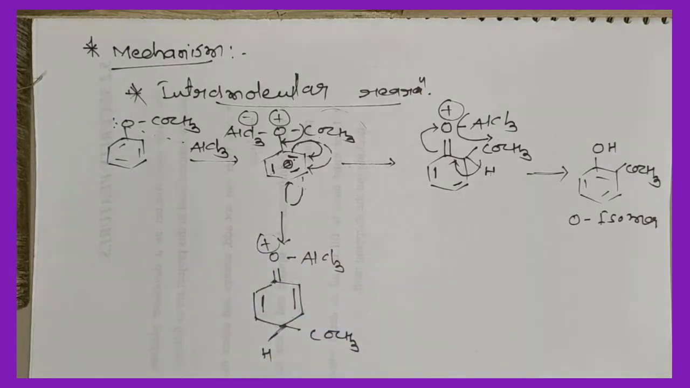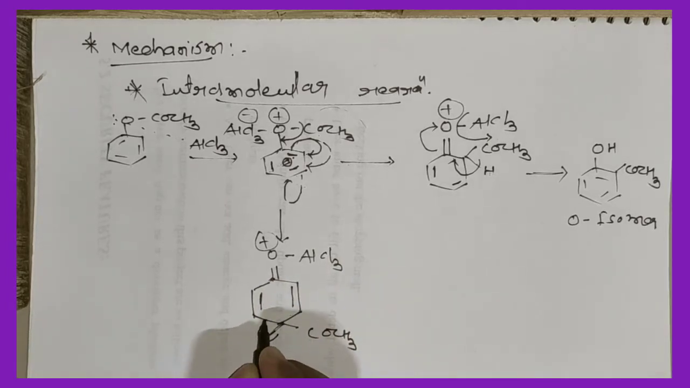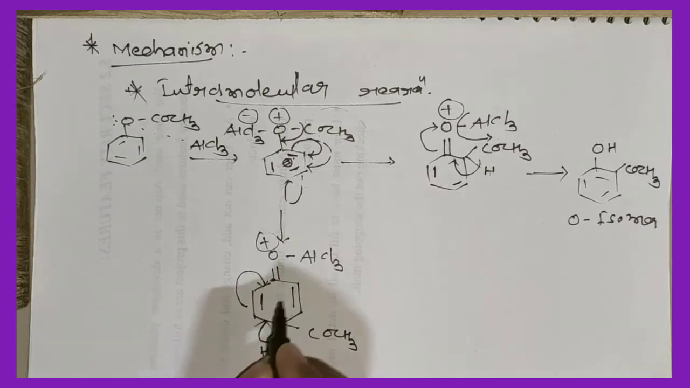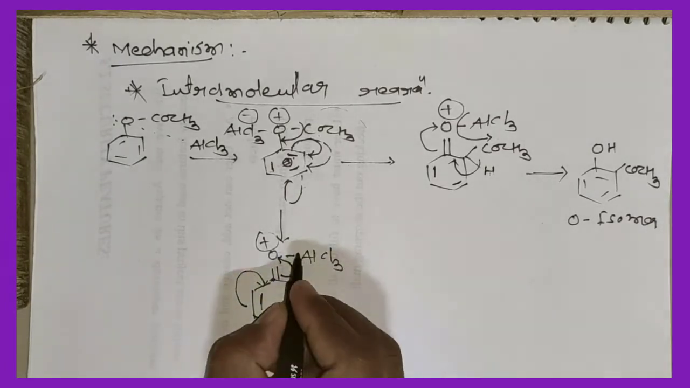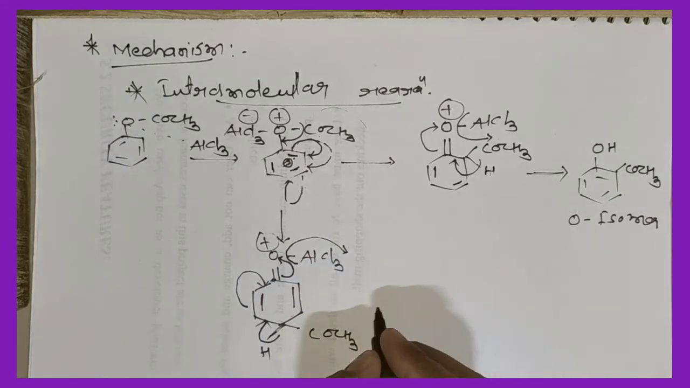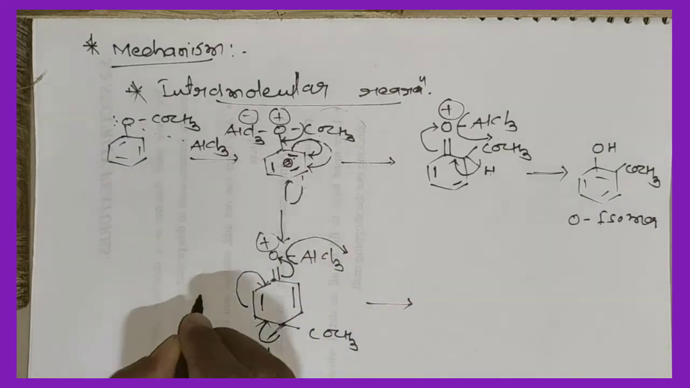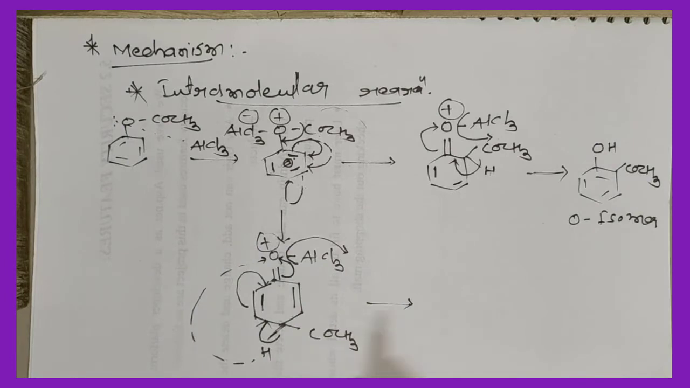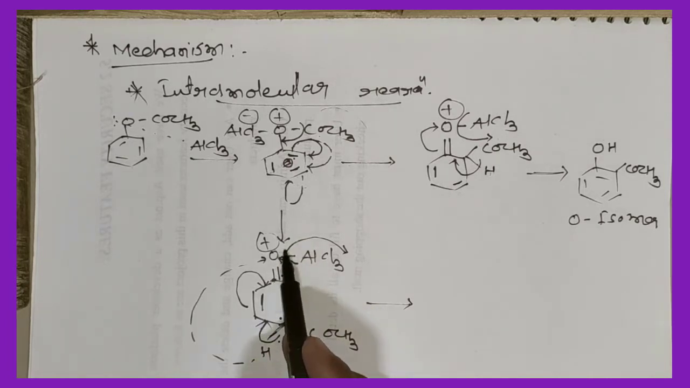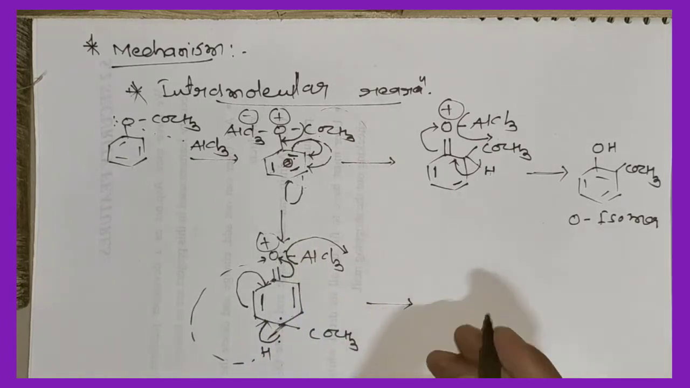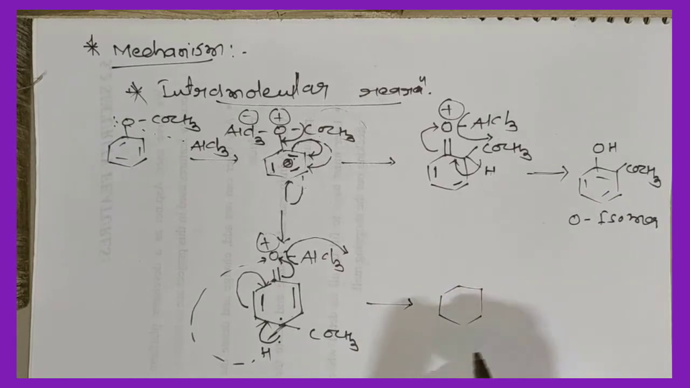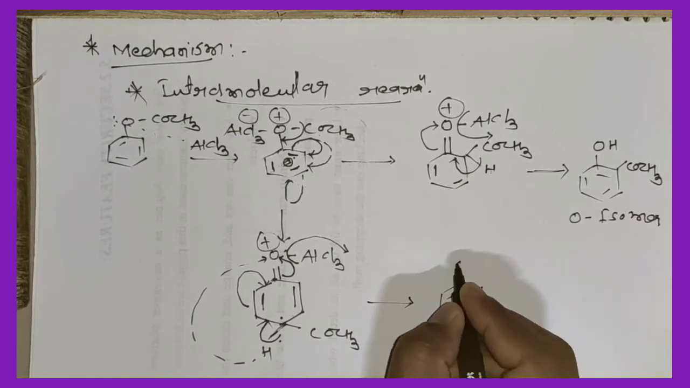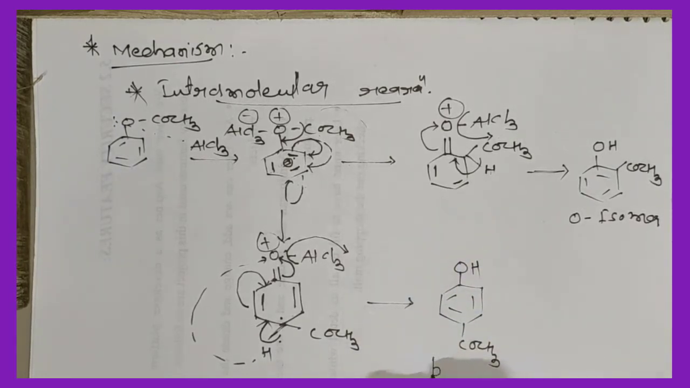So same concept again, the ring regains aromaticity, so this bond transfers to here, this bond transfers to here, and this oxygen carries the bond pair electrons, and this AlCl3 is removed from the molecule, and this hydrogen transfers to oxygen. Clear? So this hydrogen helped to re-establish the aromaticity. Oxygen carries a negative charge, which is attached with this positively charged hydrogen. Right, so here the COCH3 group is there, and here is the OH. So this is the para isomer.